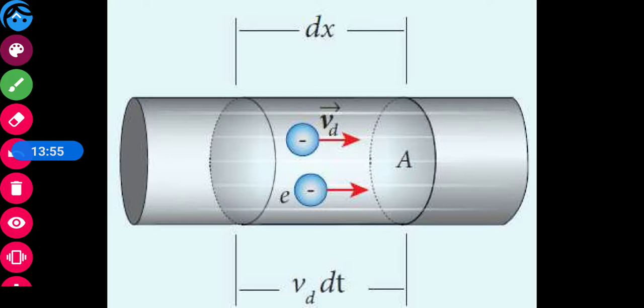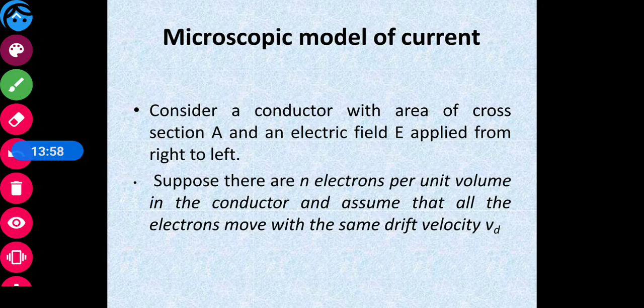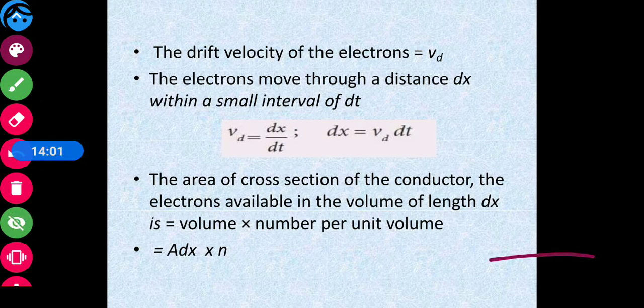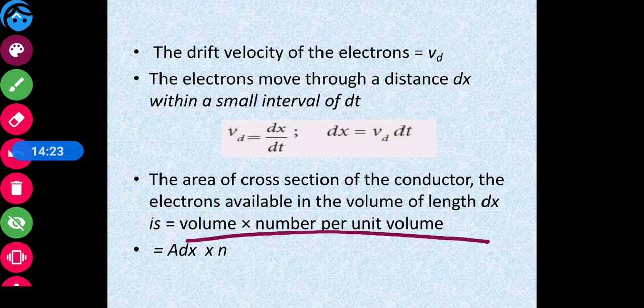Now the number of electrons in the volume: this is the distance which they have moved. The drift velocity is Vd. The electron moves through a small distance dx, then Vd is equal to dx upon dt. So from here we can say that dx is equal to Vd dt. For an area of cross-section A, the total volume is A dx, and the number per unit volume is n. So the total number of electrons in this volume is A dx into n.